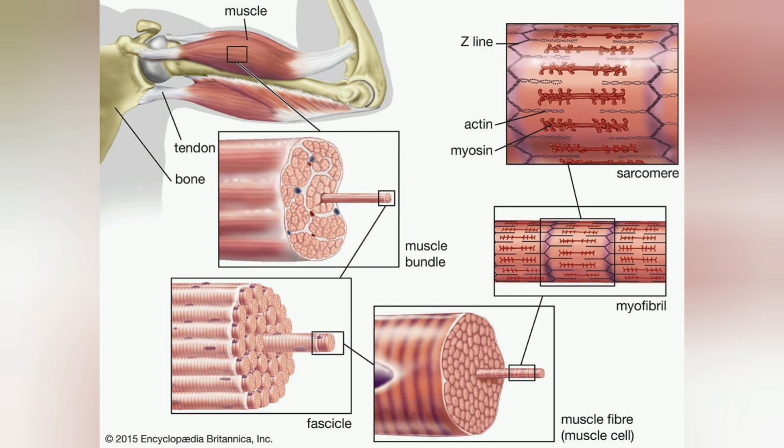Microscopically, each muscle bundle is covered by epimysium and contains fascicles, which are covered by perimysium. And perimysium contains muscle fibers, which contain myofibrils, covered by endomysium. Myofibrils consist of sarcomeres, which in turn have thick filaments and thin filaments.